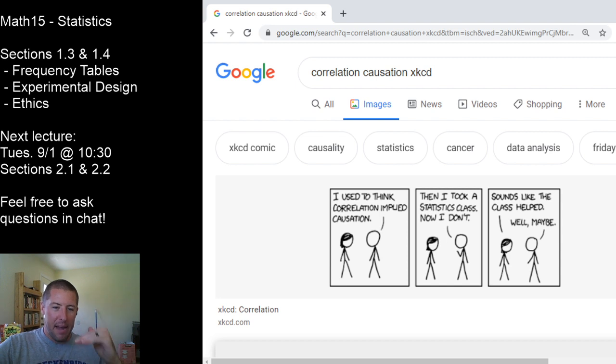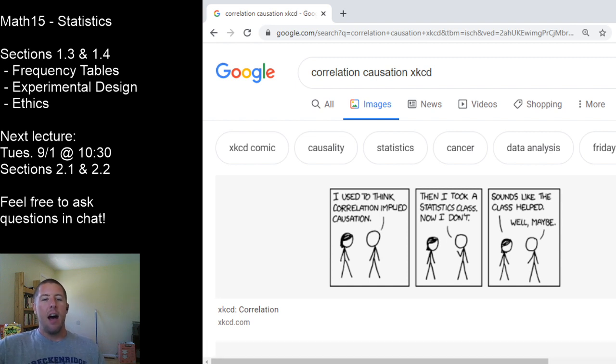So this is a meta correlation implies causation joke right here, saying it is not necessarily the case that taking the statistics class caused me to no longer believe that correlation implies causation. So a two-layer joke. So there you go. Enjoy me explaining a comic to you as the wrap up to our video today.